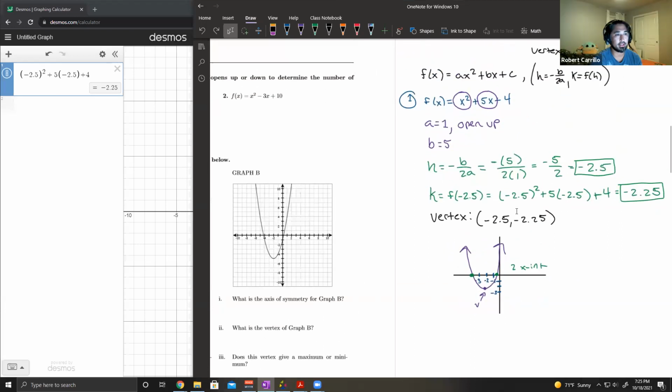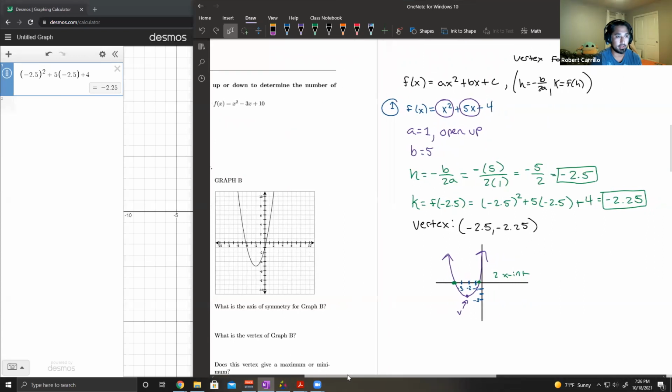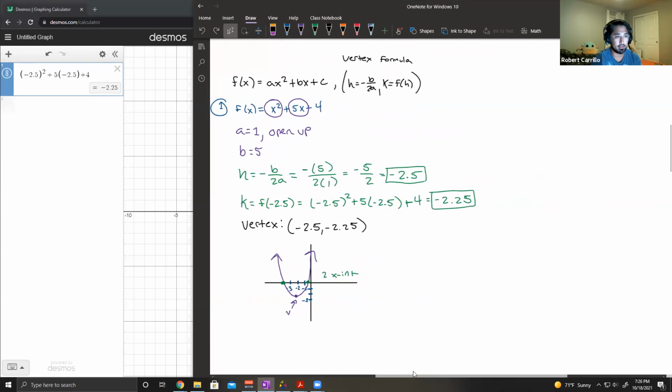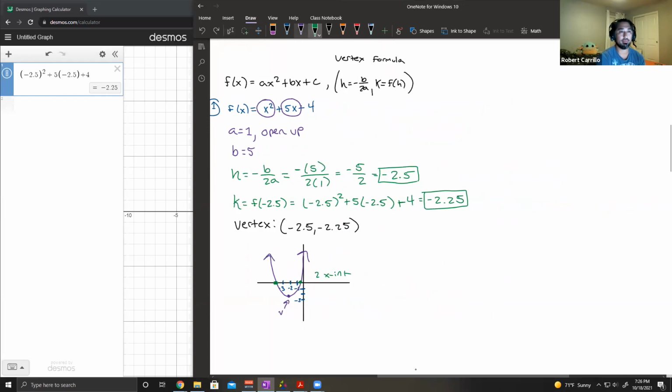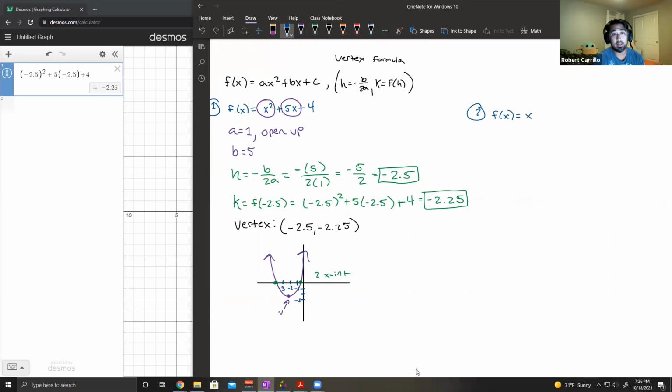f of x equals x squared minus 3x plus 10. So I'll just write it out here: x squared minus 3x plus 10. Wait, what is the K? K is the y value of the vertex. Oh, okay, thank you.